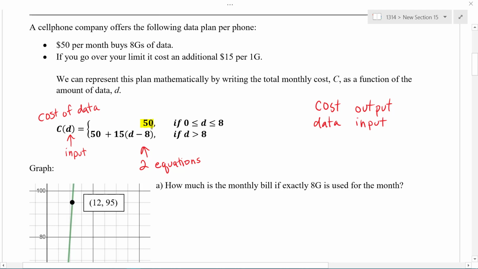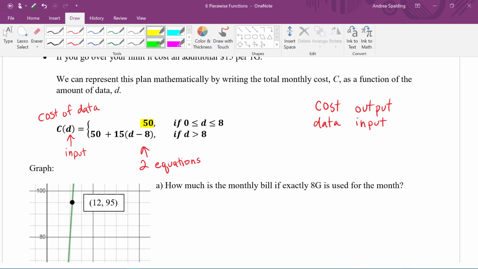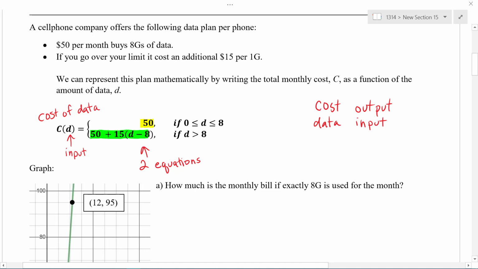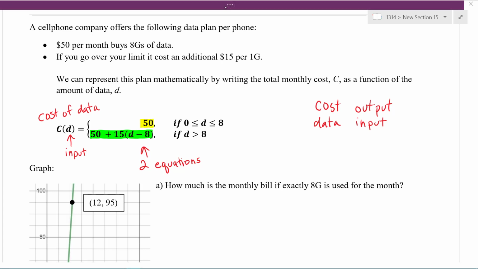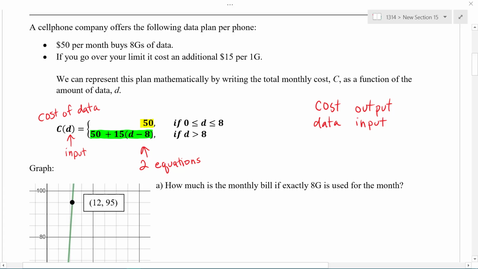So we have 50, so that's the top equation. The bottom equation is 50 plus 15 times parentheses d minus 8. So we can think of these as sort of the 2 lanes at the grocery store. Which of those 2 lanes do I go in? Or which of those 2 equations do I use? Well, that's going to depend on what is in your cart. So for example, we are only allowed to use the top equation if the D value, so if the input, is in between 0 and 8. So it can be exactly 0 and it can be exactly 8.